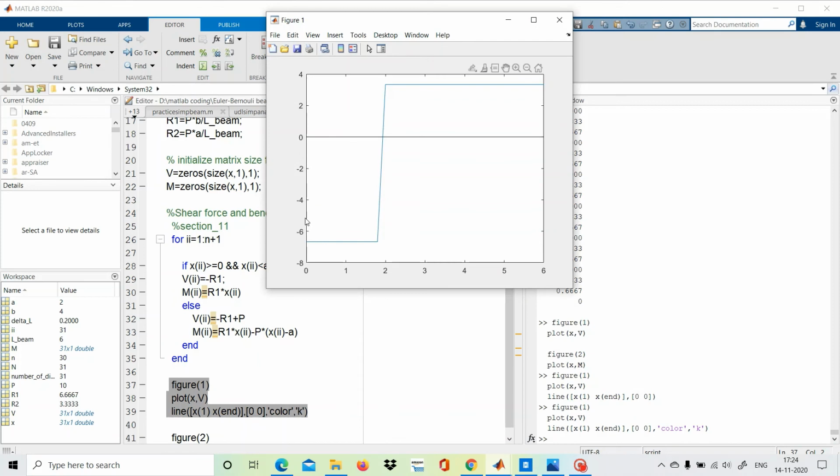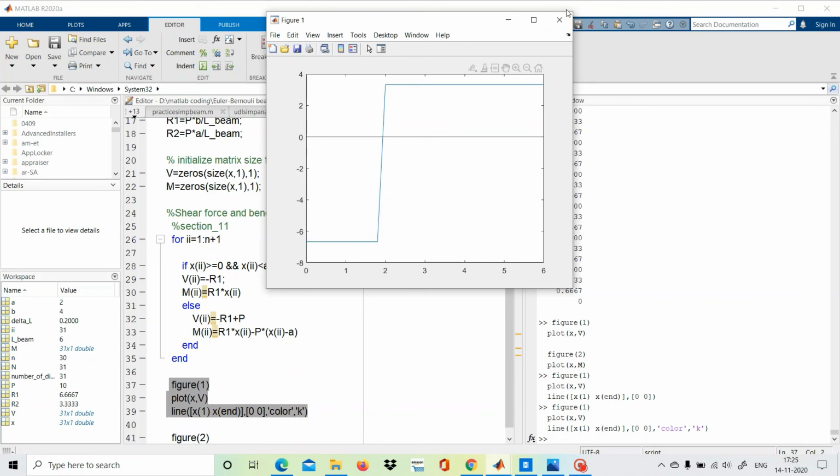So K is the black color, and we are combining x1, the first value in the x vector, which is 0, up to xn plus 1. The first value of y is 0 here, and the first value of y is also 0 here, because we are on the neutral axis, the x axis, so it has joined this value.